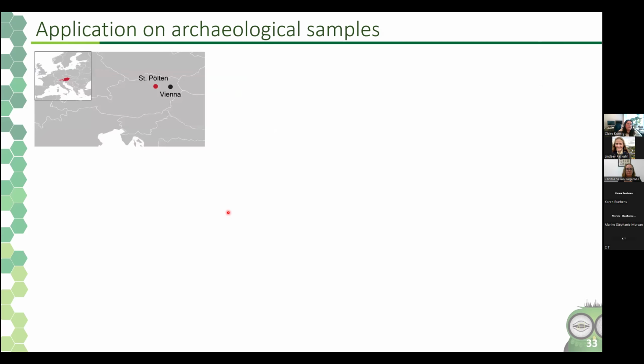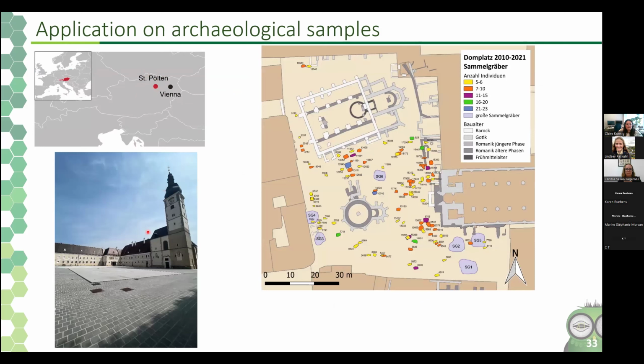And in order to demonstrate the throughput of the method, we tried our assay on samples that were originating from St. Pölten in Austria. And so in total, we had 315 samples. And they're coming from the Domplatz of St. Pölten, that is the main square, that you can see on the picture here. And all this building is a darker area around.